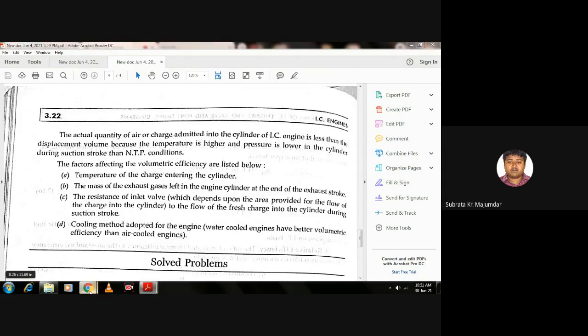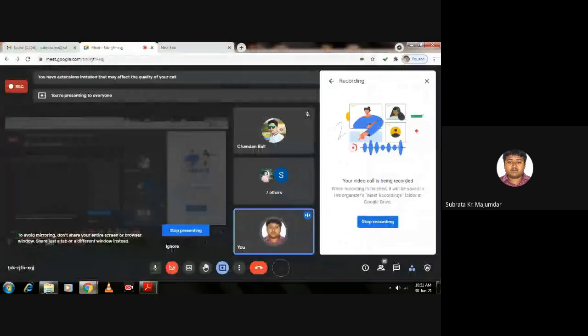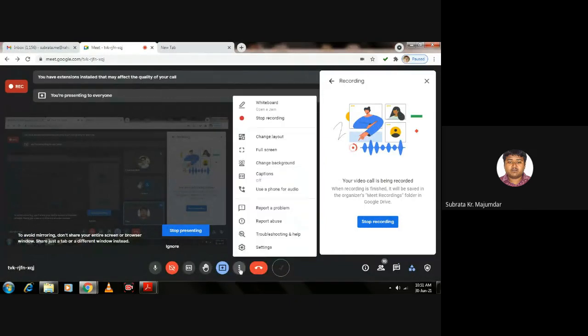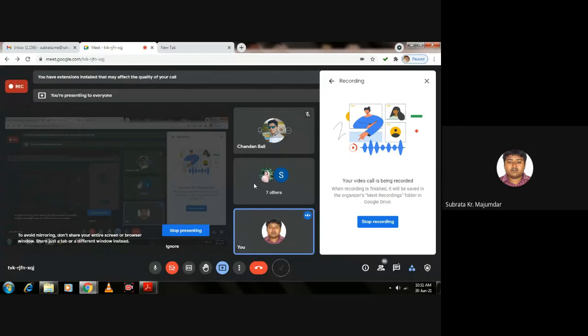These are the four different types of efficiencies and different types of brake powers.